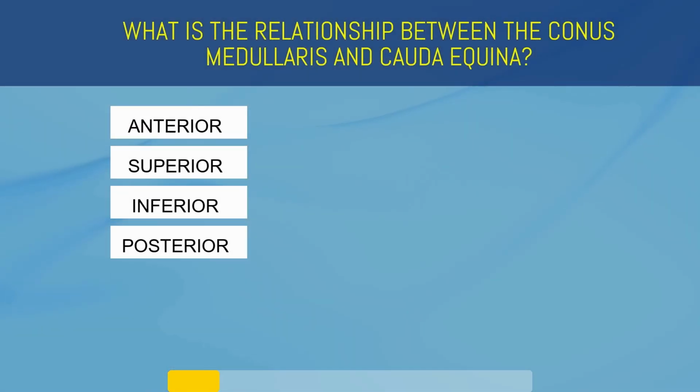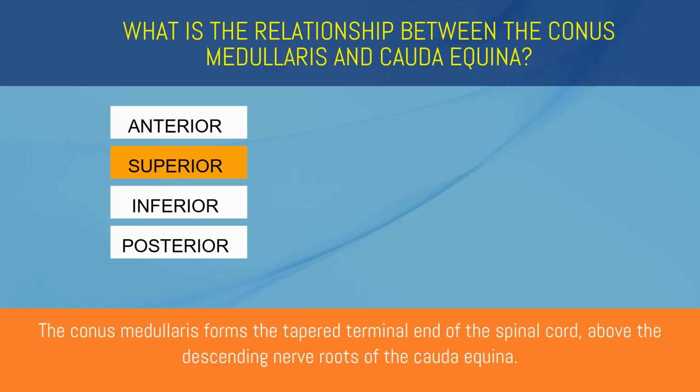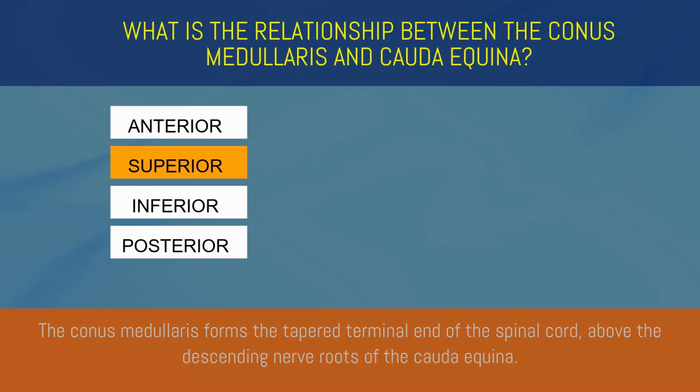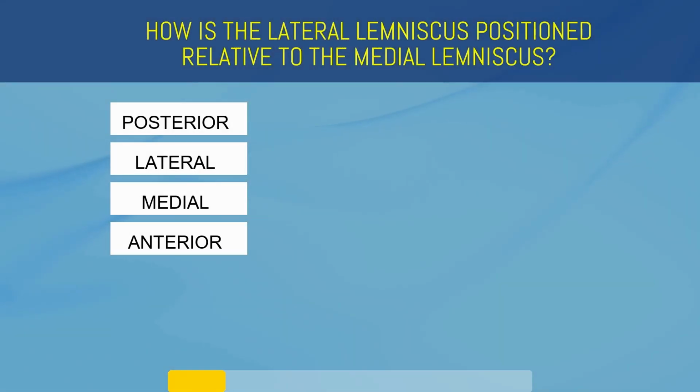What is the relationship between the conus medullaris and cauda equina? Anterior, superior, inferior, or posterior? Superior. The conus medullaris forms the tapered terminal end of the spinal cord above the descending nerve roots of the cauda equina.